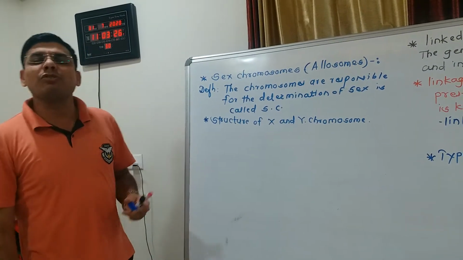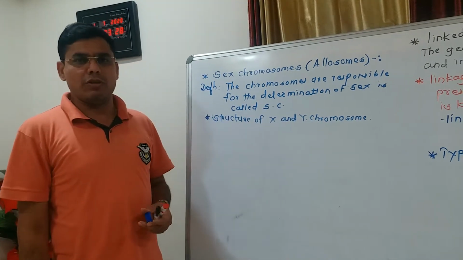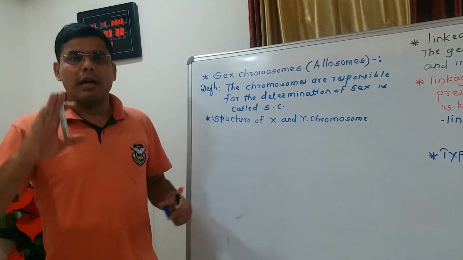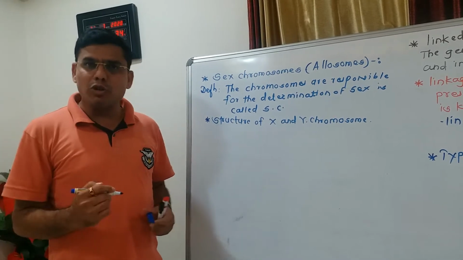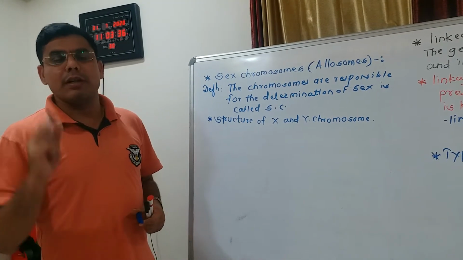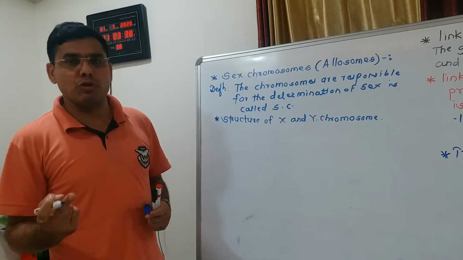Actually, sex chromosomes have two main types. First, X chromosome, and another is Y chromosome. Okay, sex chromosomes have two main types, X chromosome and Y chromosome.